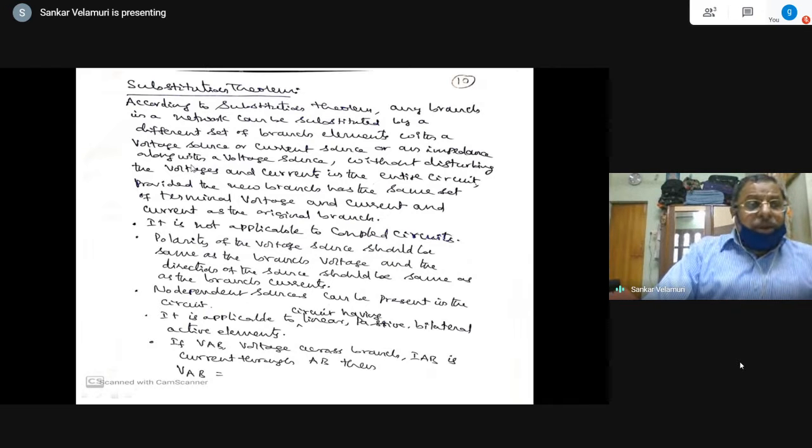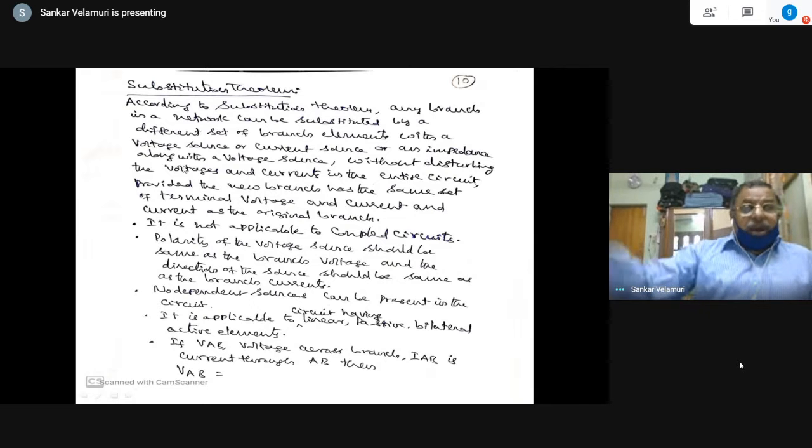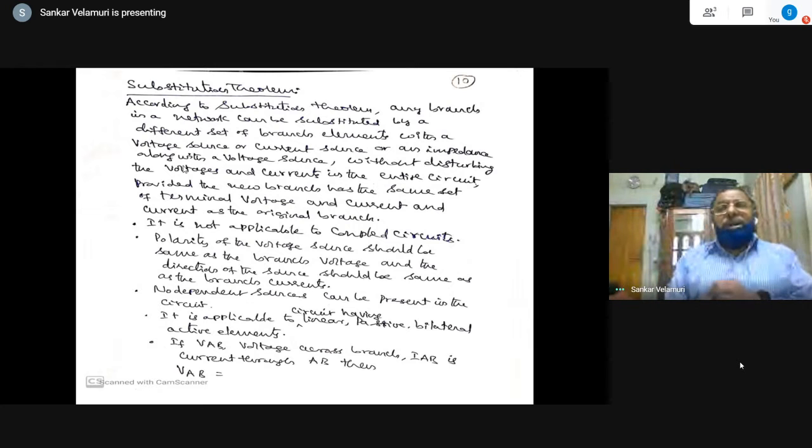So a part of the circuit can be replaced because at the load terminal it can be replaced with Thevenin's voltage source and Thevenin's equivalent impedance. As long as that is not going to be altered, whatever changes you have made, and the load voltage and load current are the same, then you can also replace it by another set of elements. That is the meaning of this.